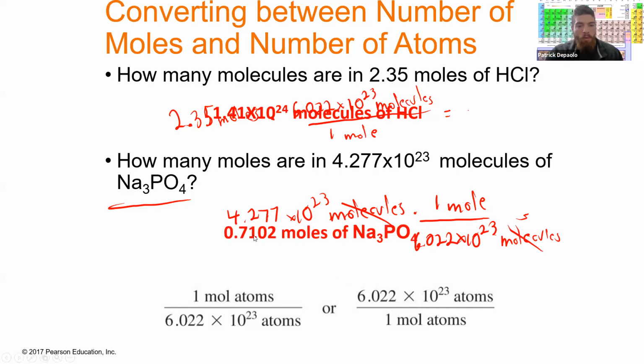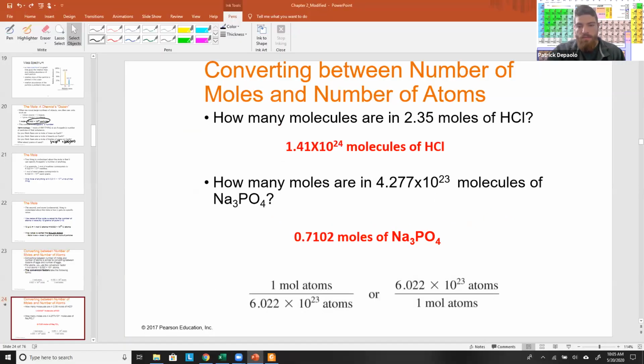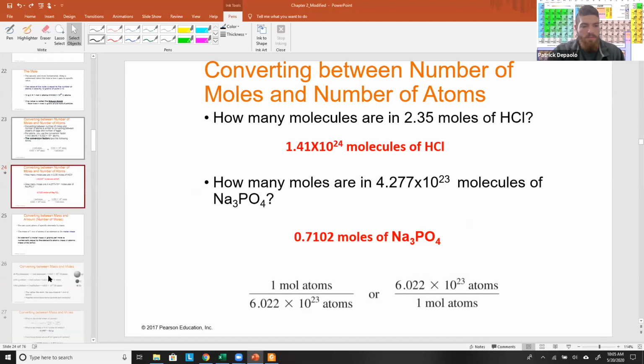So what do we get? We get 0.7102 moles of Na3PO4. So does that make sense? Are there any questions? No, we're good.